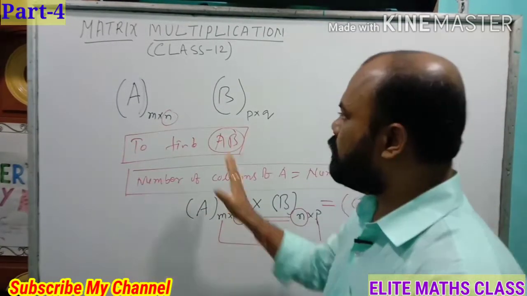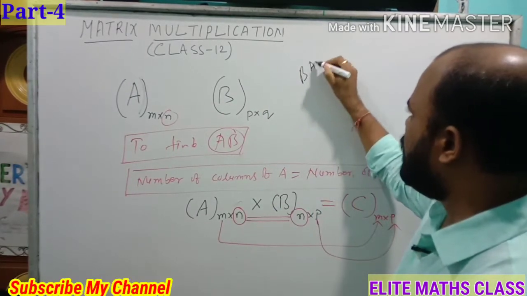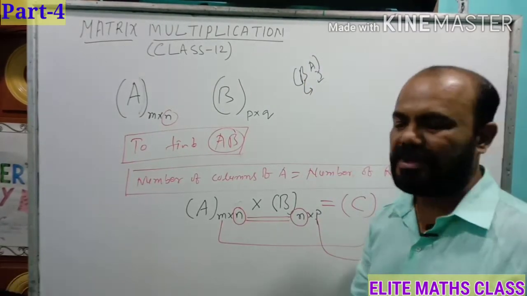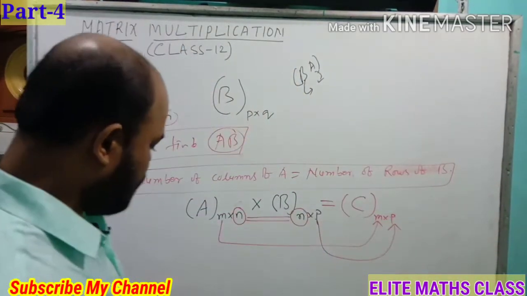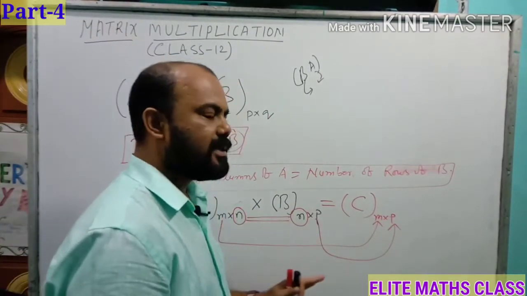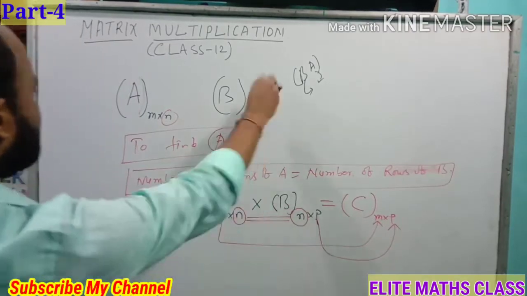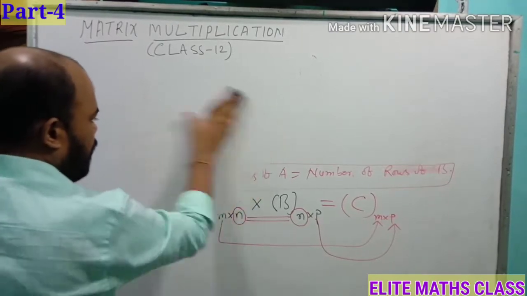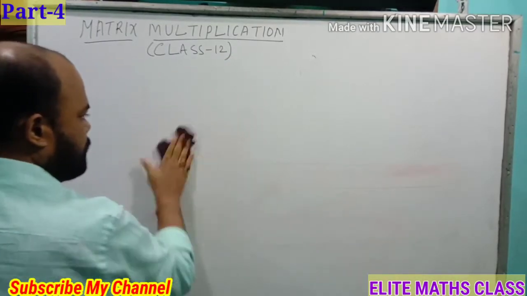That is, when the product AB exists or BA exists. For finding BA, it is also the same condition: the number of columns of B must be equal to the number of rows of A, then only we can find the product. Now let us see how to find it. This is the most important condition for any two matrices. Before finding their product, we must check whether this condition is satisfied or not. If this condition is satisfied, only then we can find the product. Now let us see how to find the product, or multiplication, of two matrices in a very simple way.